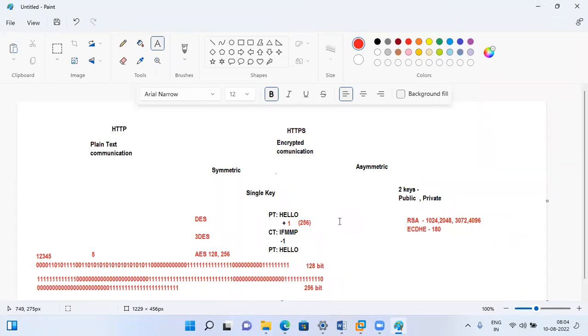Some of the interview questions that are asked are: what is the difference between symmetric and asymmetric? What are the two keys that are used in asymmetric encryption process? Give some examples of symmetric encryption process. Give some examples of asymmetric encryption process. Okay. These are some of the interview questions more often asked. And how do you find these algorithms in a website? That is one more question.